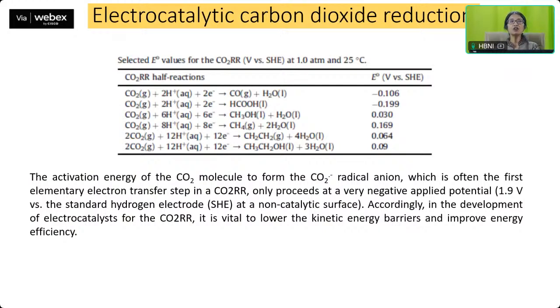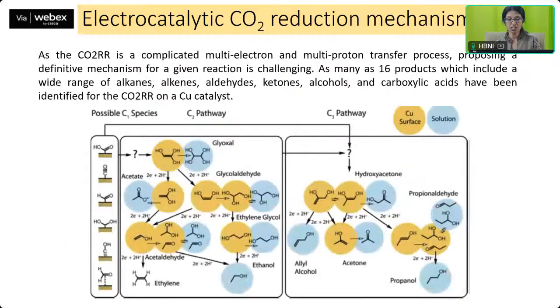But you have to remember the major problematic step for this electrocatalytic carbon dioxide reduction is the activation energy of the carbon dioxide molecule to form the CO2•− radical anion. This is the first elementary electron transfer step in carbon dioxide reduction reaction, and this proceeds at a very negative applied potential, around minus 1.9 volts versus standard hydrogen electrode at a non-catalytic surface. So that is why in the development of electrocatalysis for this reaction, it is vital to lower the kinetic energy barriers and improve energy efficiency. The first step itself is such an energy intensive step that it becomes very difficult to get carbon dioxide reduction happening.